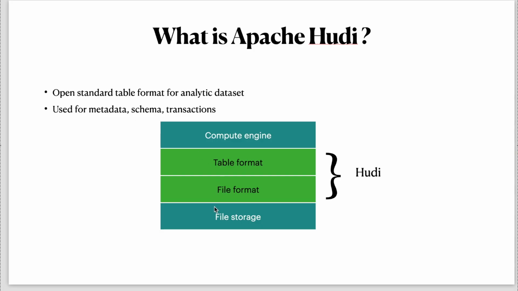As you can see in this diagram, we have four layers: compute engine, table format, file format, and file storage. The middle two layers, table format and file format, are managed by Apache Hudi. It decouples the compute engine and the file storage.